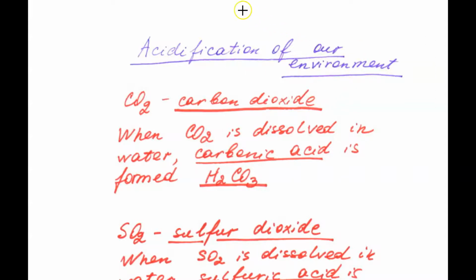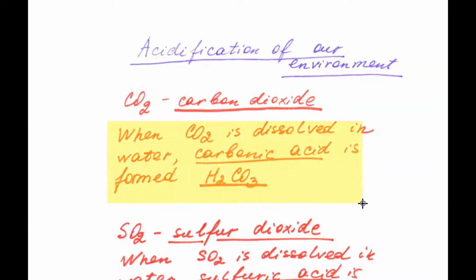And it's important to remember that when our CO2 dissolves in water, it actually produces carbonic acid, right? The formula of carbonic acid is H2CO3. So this molecule is made of 2 hydrogen atoms, 1 carbon atom, and 3 oxygen atoms. And so what's going to happen if, for example, CO2 will dissolve in ocean water, right?